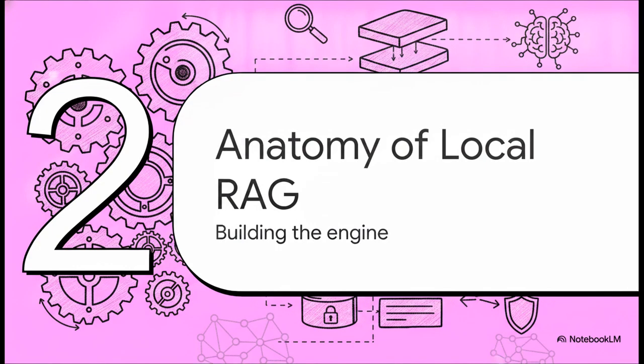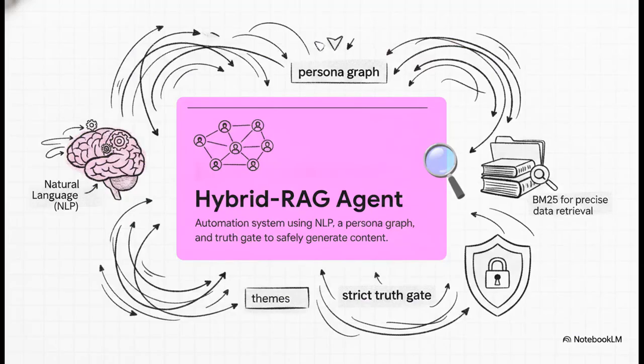Moving right along to Section 2, Anatomy of Local RAG. So what exactly are we building here? By definition, a continually learning hybrid RAG agent isn't just some basic prompt wrapper. It is a highly advanced automation system. It combines spaCy NLP to extract themes, a persona graph to map your identity, BM25 retrieval to pull precise facts, and a strict truth gate to curate it all. It's a system that actually learns and grows with you.